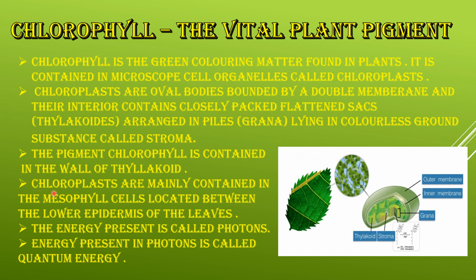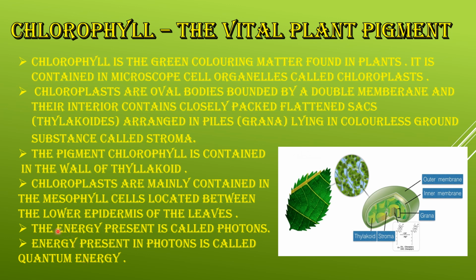Chlorophyll is a highly complex substance composed of hydrogen, carbon, oxygen, nitrogen and magnesium, and these chloroplasts are mainly contained in the mesophyll cells. Mesophyll cells means the cells in between the upper and lower epidermis of the leaves. They are present inside the palisade parenchyma and spongy parenchyma cells. They are also found in the guard cells of the stomata and in the outer layers of the young green stems.